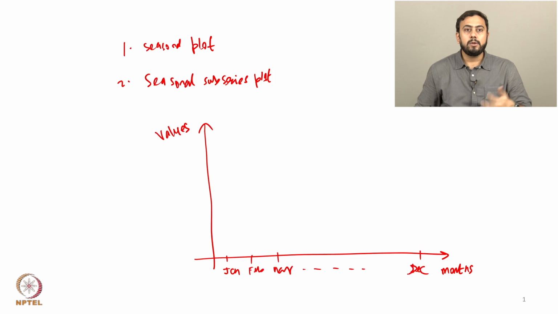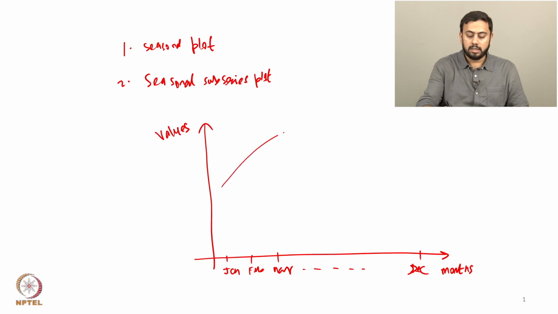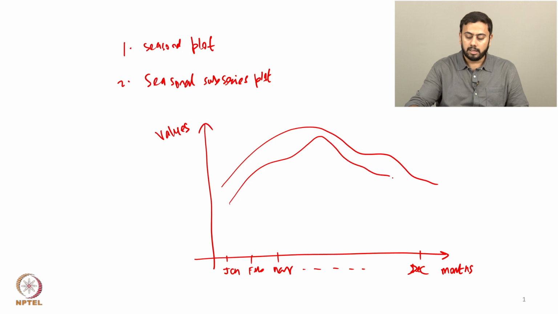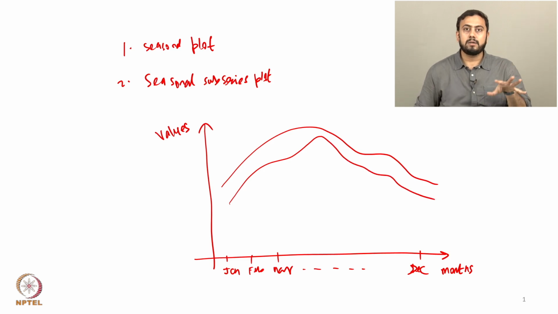Now how exactly did you create the seasonal plot? If you remember, a seasonal plot is nothing but, for each particular year, we have values like that. In one year one can see a pattern like that, in the next year one can see a pattern like that. So one can draw the individual patterns corresponding to each year over all the months. So this is a typical seasonal plot.